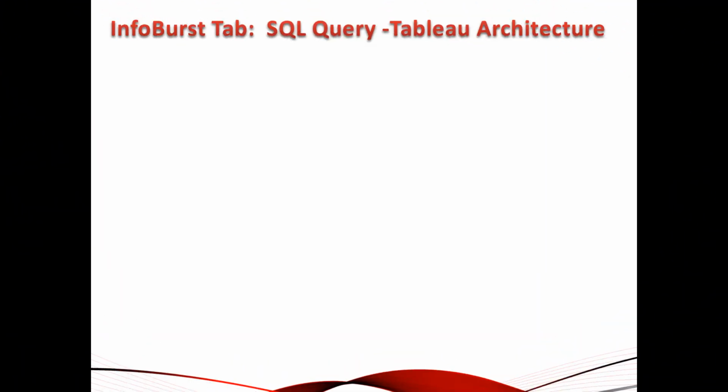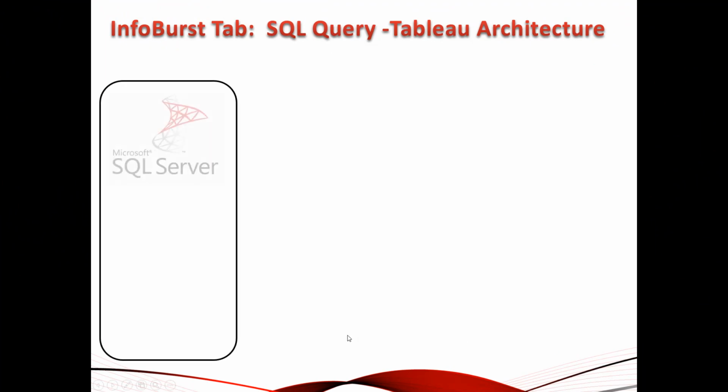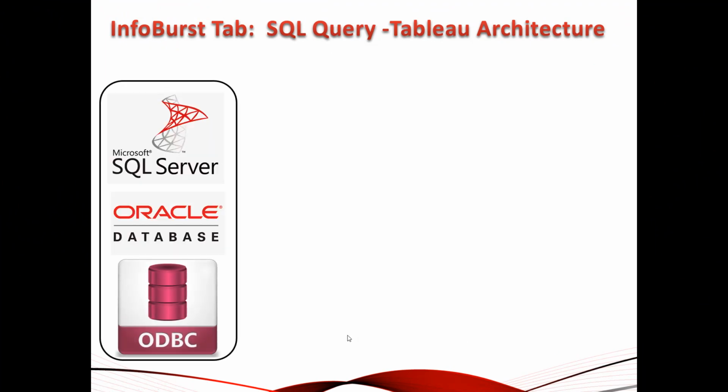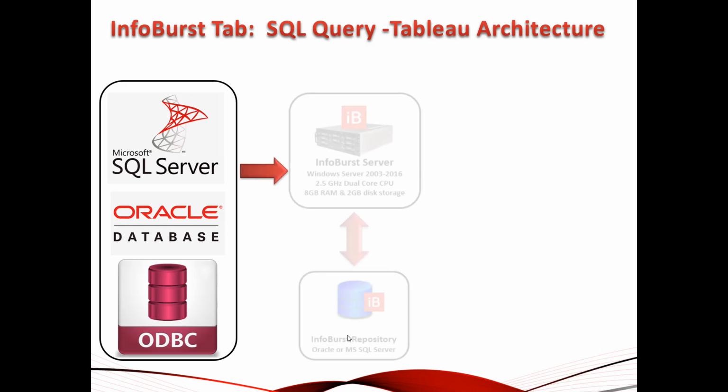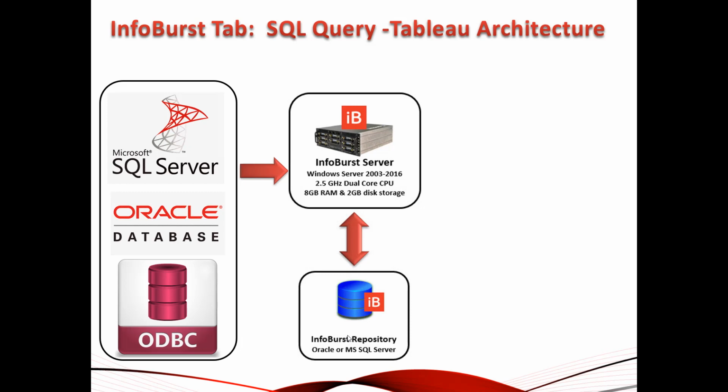Let's briefly have a look at the architecture of this solution. So we have our databases, SQL Server, Oracle, or ODBC, as mentioned in the previous slide, that return rows and columns from the database. It can be a raw SQL statement, or it can be a stored procedure. From there, that query is used by InfoBurst. InfoBurst is a standalone web-based application. It does have its own repository database, which can be Oracle or SQL Server.